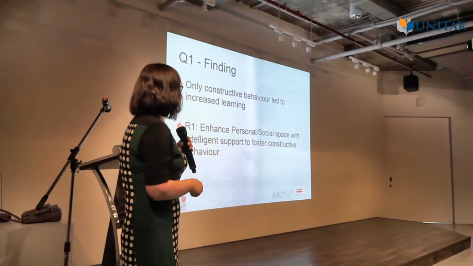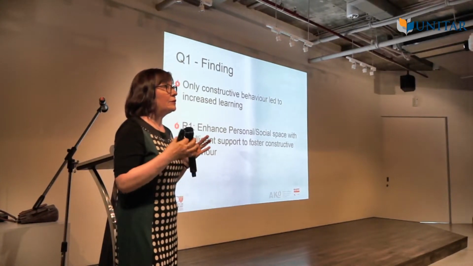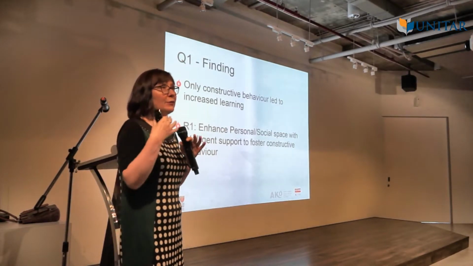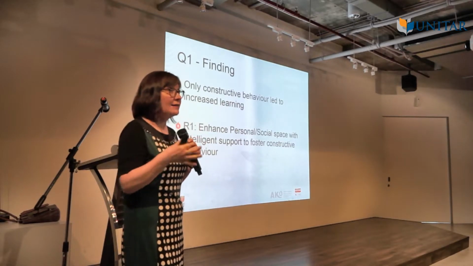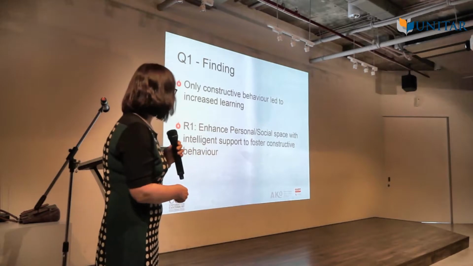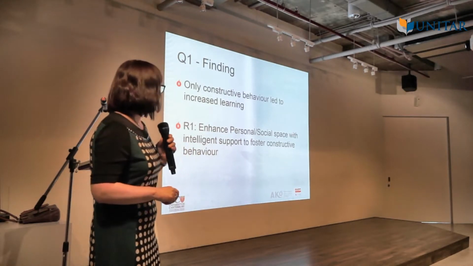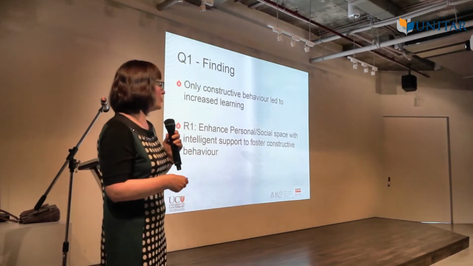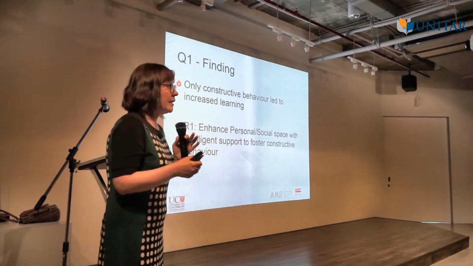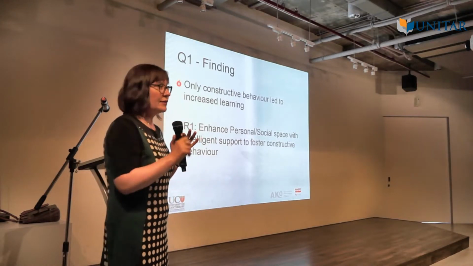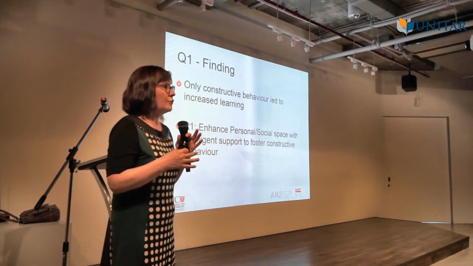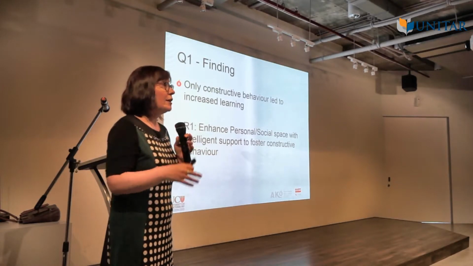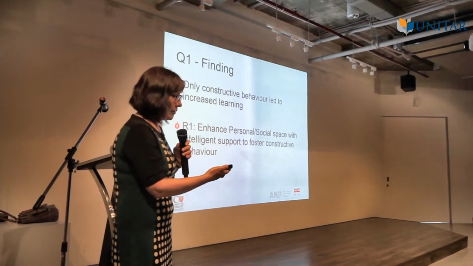Okay, so only constructive behavior led to increased learning, and we use these two studies to basically formulate requirements for future work on the environment. So what can we basically enhance in the environment to increase learning? The first requirement was to enhance both the personal space and the social space with intelligent support to foster constructive behavior. Basically, this can be done in many different ways. I will tell you some of the ways at the end, but it can be, for example, you notice that the student is watching a video and hasn't made any comments. So we can give them some feedback, some encouragement to write comments, and hopefully they will change their behavior.